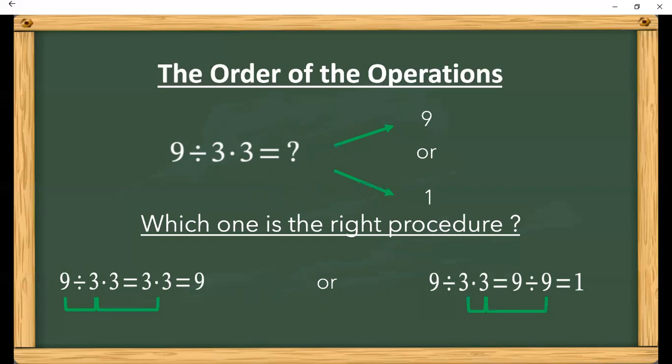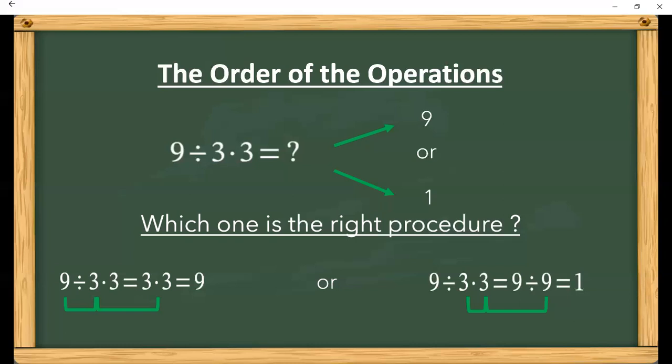9 divided by 3 multiplied by 3 is equal to, because we start from the division, 9 divided by 3 is equal to 3, and this is multiplied by 3. 3 multiplied by 3 is equal to 9, and this is the right answer.